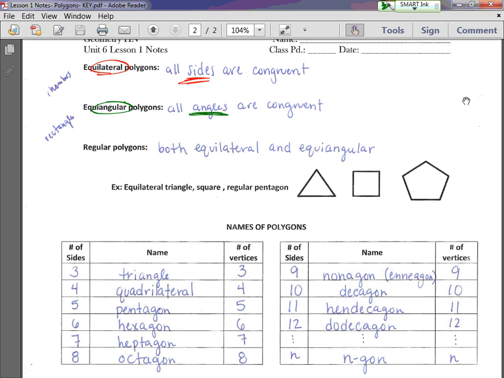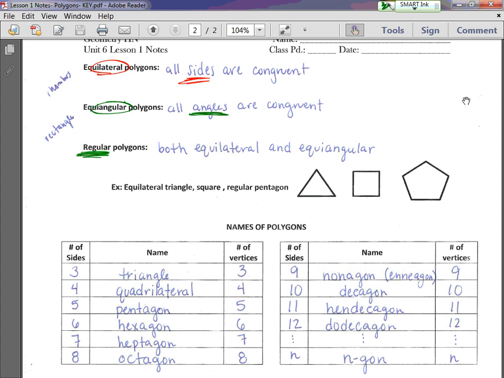And if it is both sides congruent and angles congruent, then we call it a regular polygon. Be careful that you do not assume a polygon is regular. Particularly in elementary school, you're usually presented with regular polygons. You're not often shown non-regular ones, so don't assume that it is regular. It must be given to you, stated, or with markings on it.